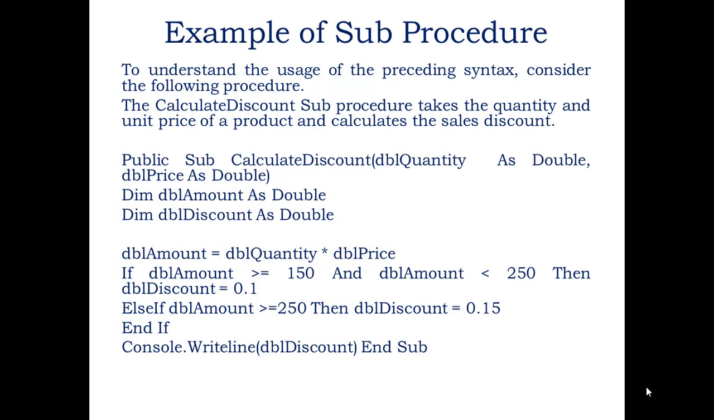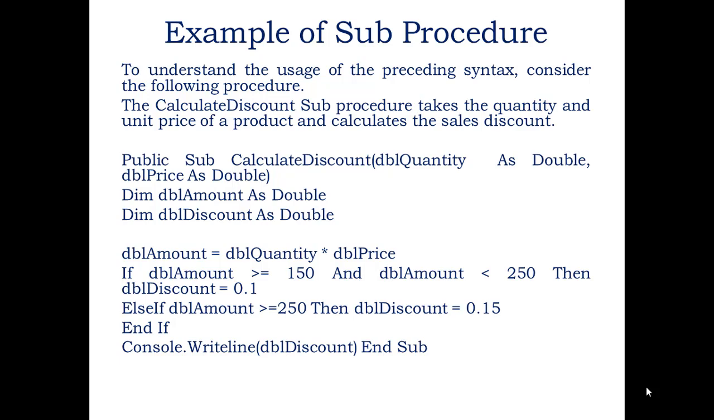Next, examples of sub procedures. To understand the usage of the preceding syntax, consider the following procedure, for example, CalculateDiscount. That's the name of the sub procedure. We take the quantity and unit price of the product and calculate the sales discount. In this simple example, Public is the access modifier, Sub is the keyword, CalculateDiscount is the name of the sub procedure, dblQuantity and dblPrice are the argument list, and As Double is the data type of these arguments.